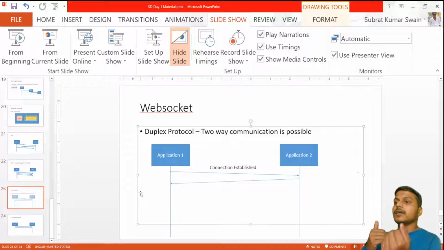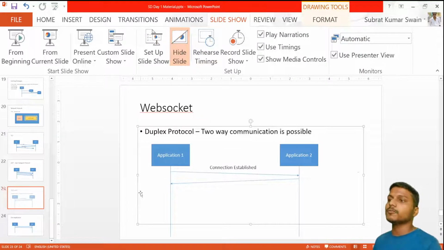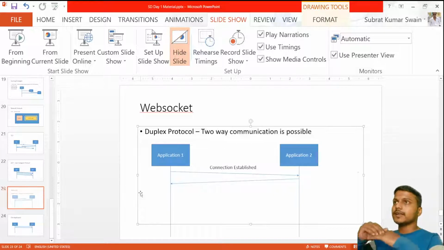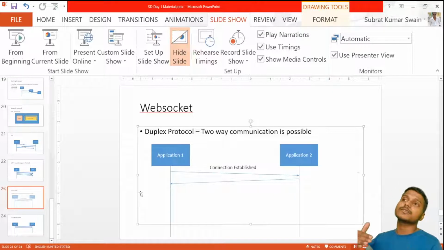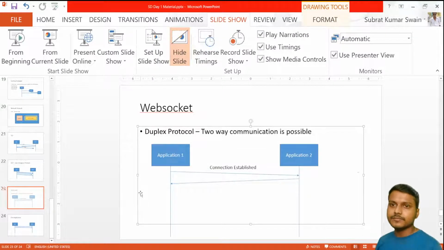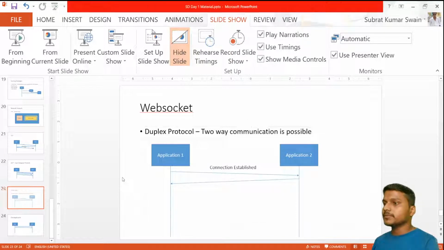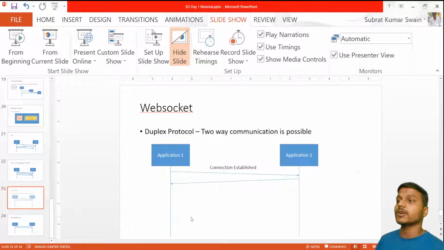Okay, and if your friend within that timeout time sends back a message, you will directly get it. There is no need to establish the connection again, so the process becomes faster. That's why WebSocket is a duplex protocol, two-way communication. Once the connection is established, it would persist for a longer time and you can communicate both ways, right? This is what a WebSocket protocol is.